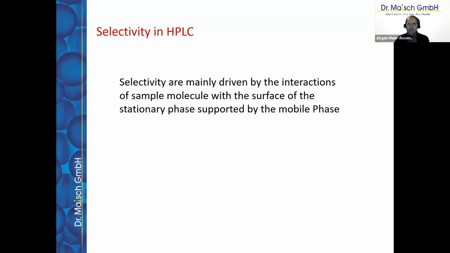When we are speaking about selectivity, it means the interactions between the sample molecule and the surface of the stationary phase, and these interactions are supported by the mobile phase. Therefore, we have to look at the sample molecules, at the surface of the stationary phase, and the third point is how the mobile phase will support these interactions.